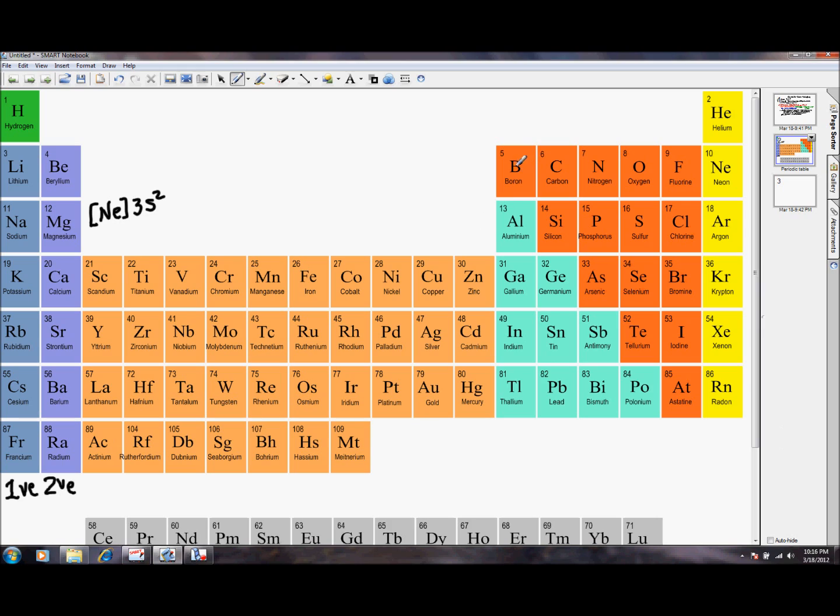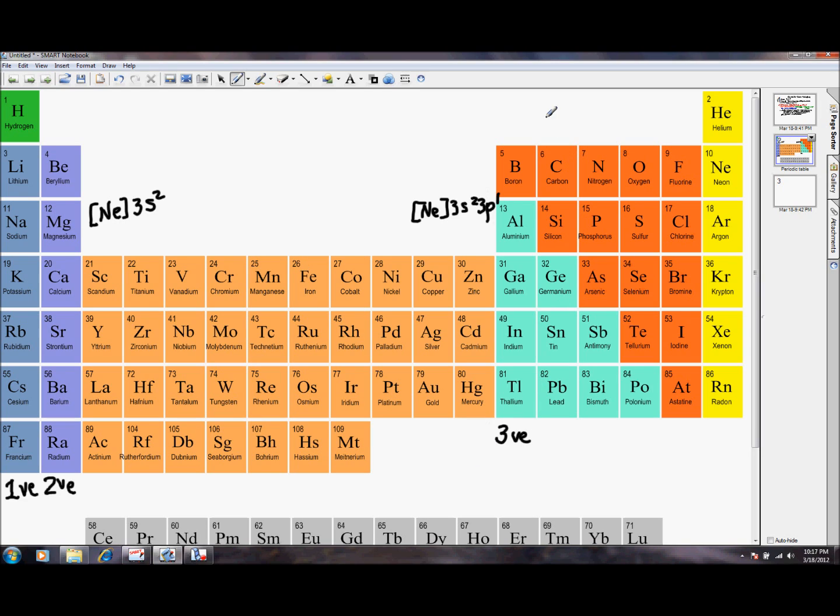Okay, and we're going to go over here to the boron family. So if we look at aluminum, aluminum is 3s2, 3p1. So it has, in level 3, 2 electrons in s and 1 electron in p for a grand total of 3 valence electrons. You noticing a pattern yet?